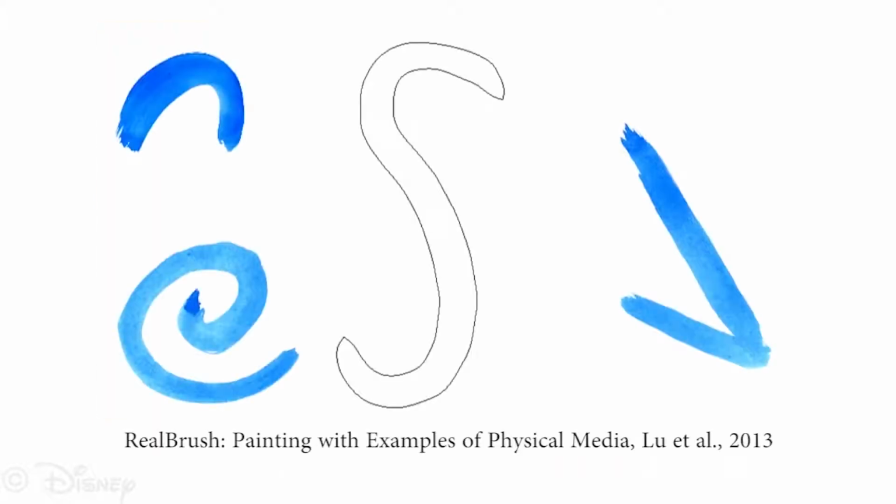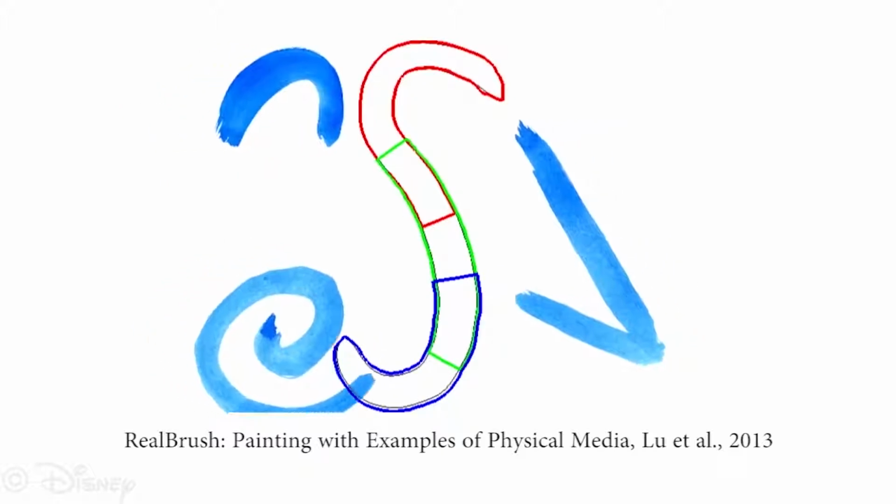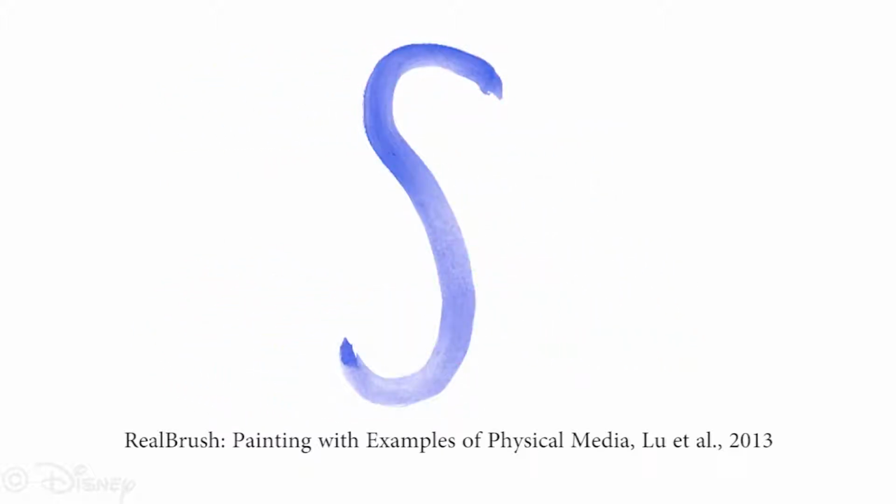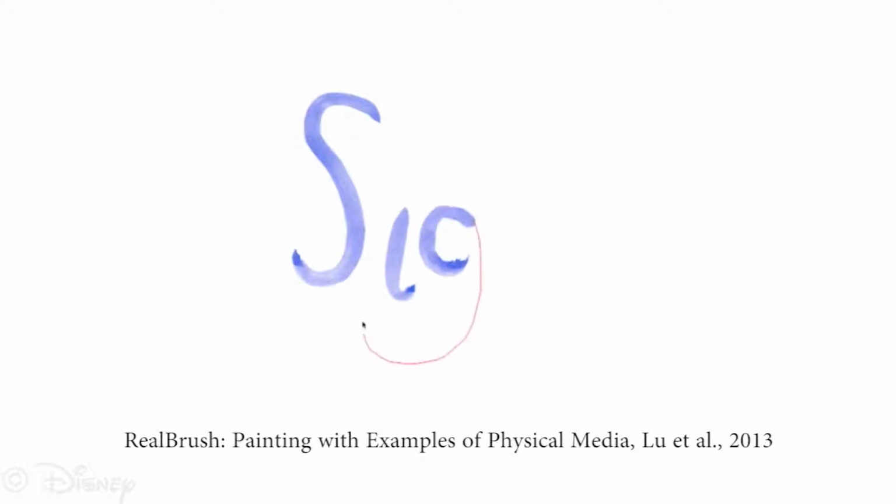Recent advances, such as RealBrush, can synthesize realistic strokes of arbitrary length, as well as complex paint effects using a library of example strokes. These results are an exciting direction to extend the range of styles achievable with 3D painting. Such methods, however, are not designed for temporal continuity.